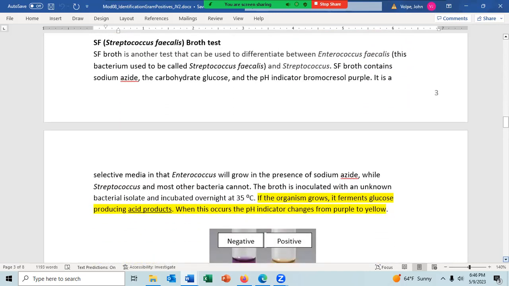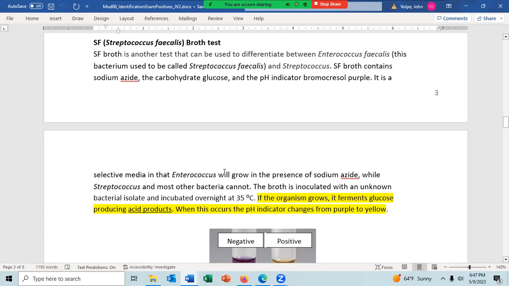SF broth test stands for Streptococcus faecalis, which is an old name for the species. It is now called Enterococcus faecalis, but the test is still called the SF broth test after the old name of Streptococcus faecalis. Any questions about that?